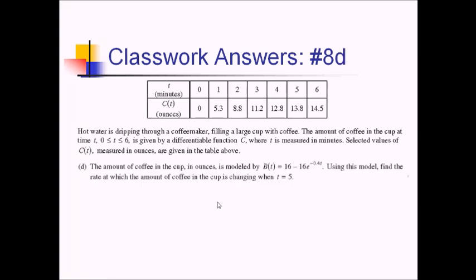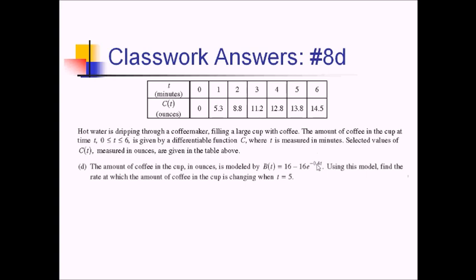For this last part of the problem, the amount of coffee in the cup in ounces is modeled by this B of t formula here. Using this model, we want to find the rate at which the amount of coffee in the cup is changing when t equals 5. So for this, we need to figure out b prime of t. And again, this is a no calculator question, so you couldn't just plug this into your calculator and plug 5 into its derivative. So our derivative, this 16 gets differentiated away, and this is going to be negative 16e to the negative 0.4t times a tail of negative 0.4.